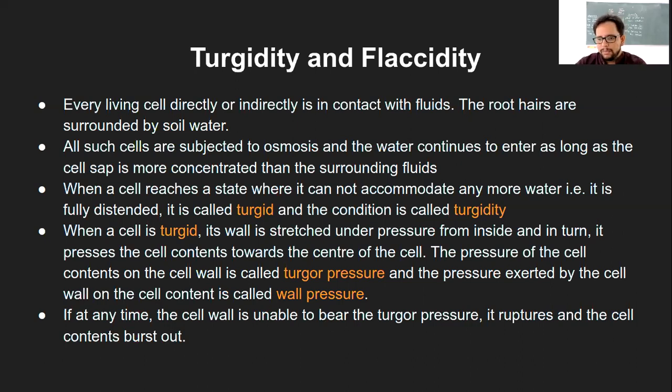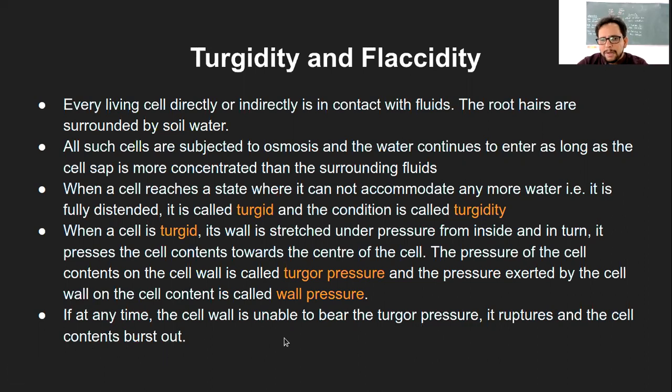Okay, so I assume this is clear to everyone. That is the turgor pressure from the center towards the wall, on the cell wall structure, and from the wall side in return towards the cell content, that is the wall pressure. Now if at any time the cell wall is unable to bear the turgor pressure, that means it is already distended to its complete maximum capacity and cannot take any more turgor pressure. It will rupture and the cell contents will burst out.